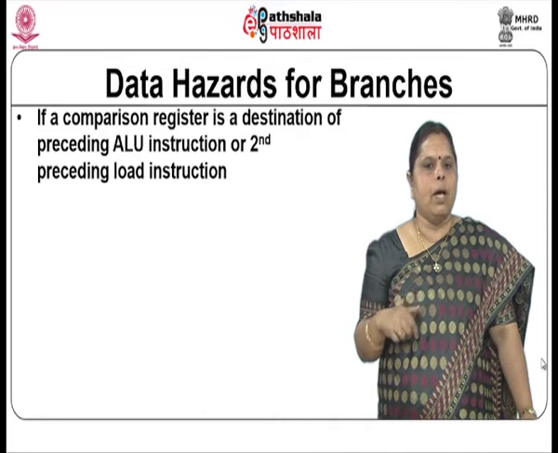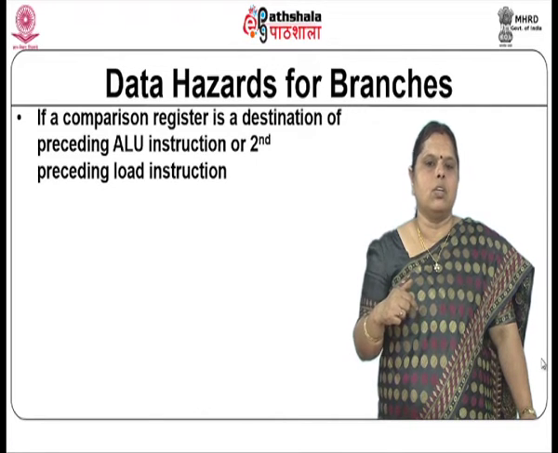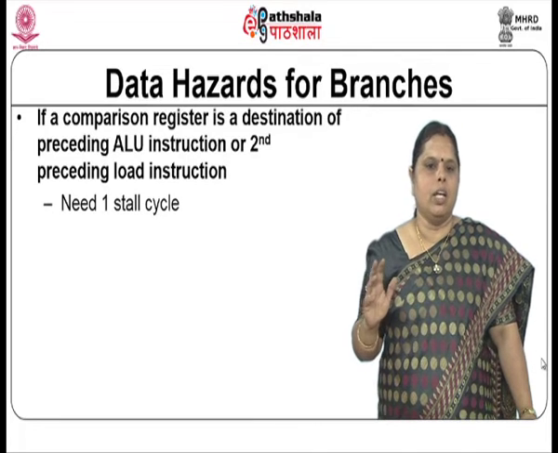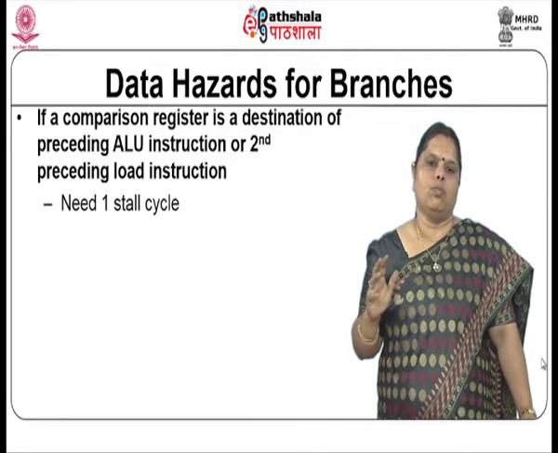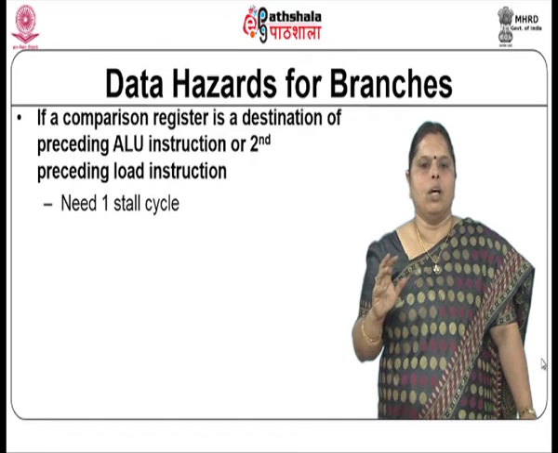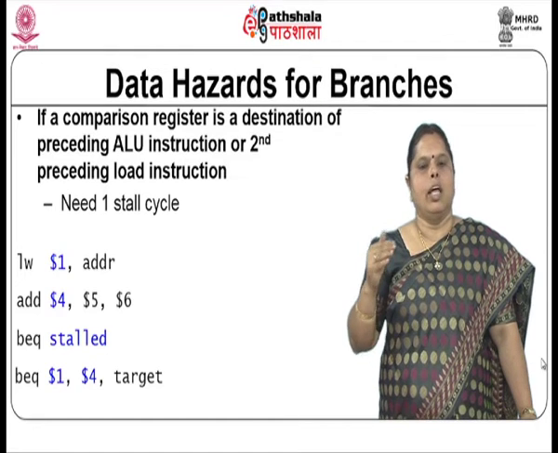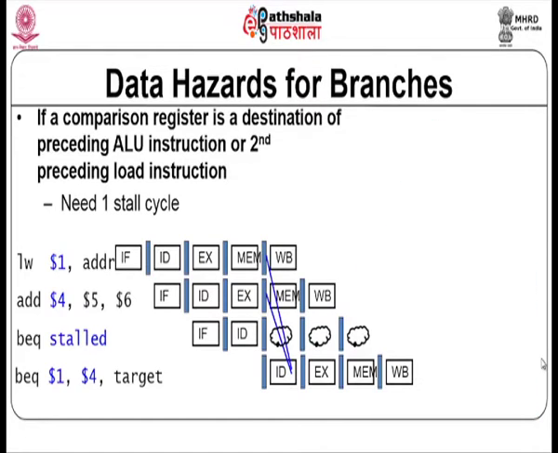Now, if the comparison register is a destination of the preceding ALU instruction, then you definitely cannot avoid this even with forwarding. You will definitely have to have one stall. And similarly, if you have a load instruction, because you know the load instruction, the data does not arrive at the execution stage. In the execution stage, you only have the calculation of the effective address, and only during the memory access cycle you have the data actually coming to the processor. So, even forwarding can take place only after that.